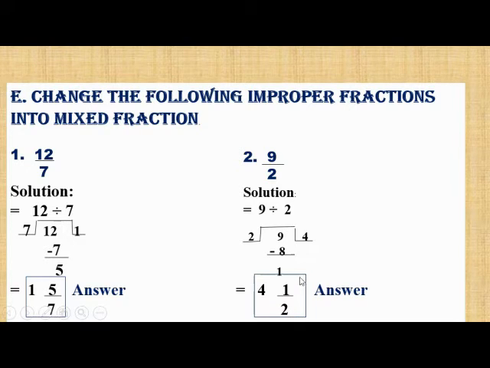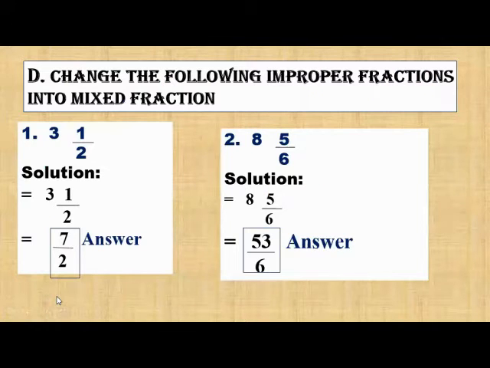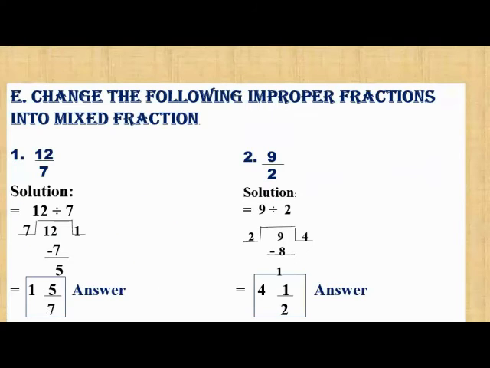Now, how can you write this answer as a mixed fraction? 4 whole 1 upon 2. This is a mixed fraction. In this part, we convert an improper fraction to a mixed number. In part D, you have to convert a mixed number into an improper fraction, and in part E, you have to convert an improper fraction into a mixed fraction. I hope you all understand the conversion of improper into mixed and mixed into improper fraction.